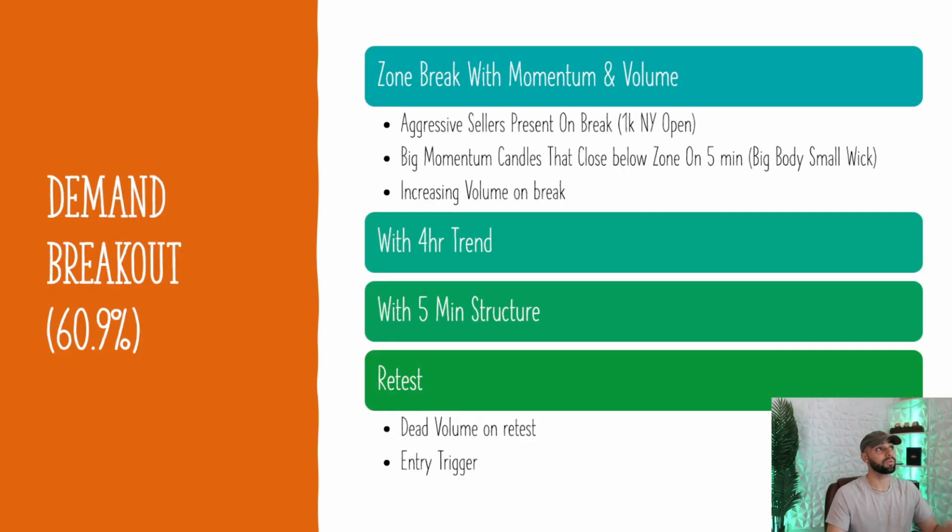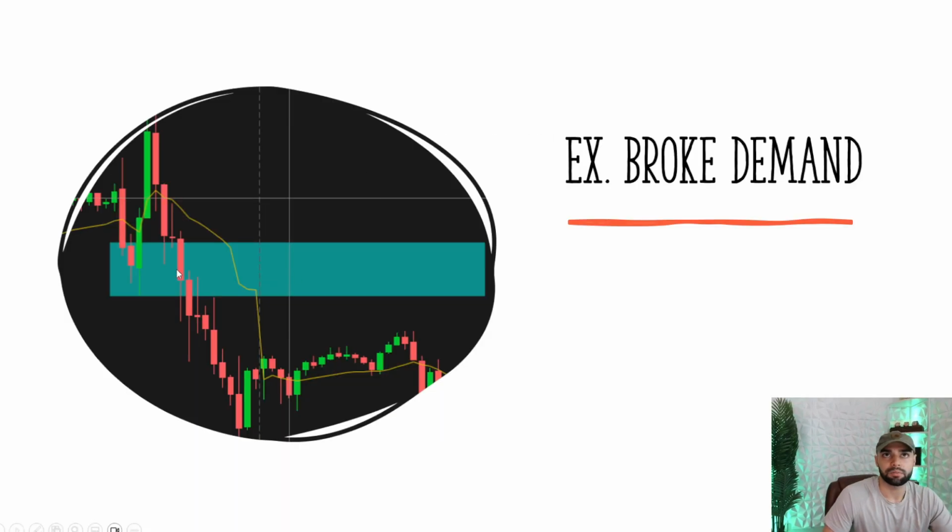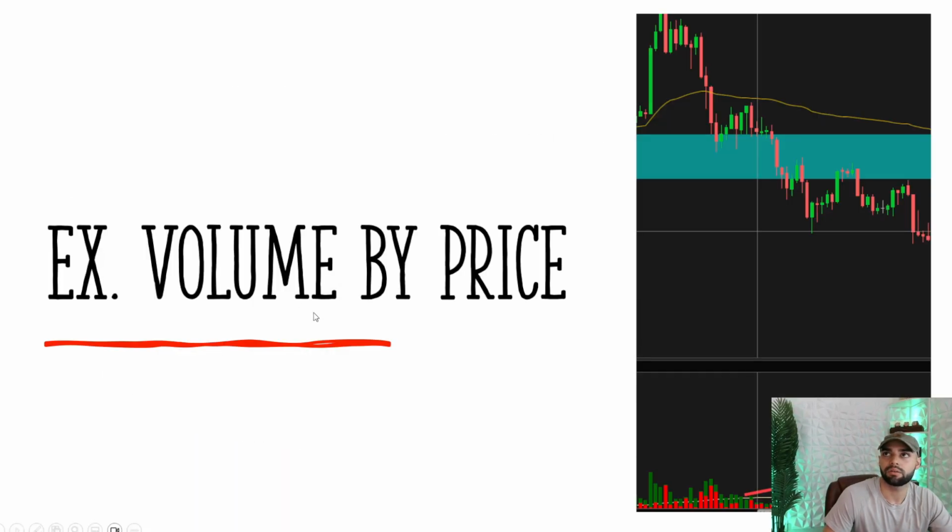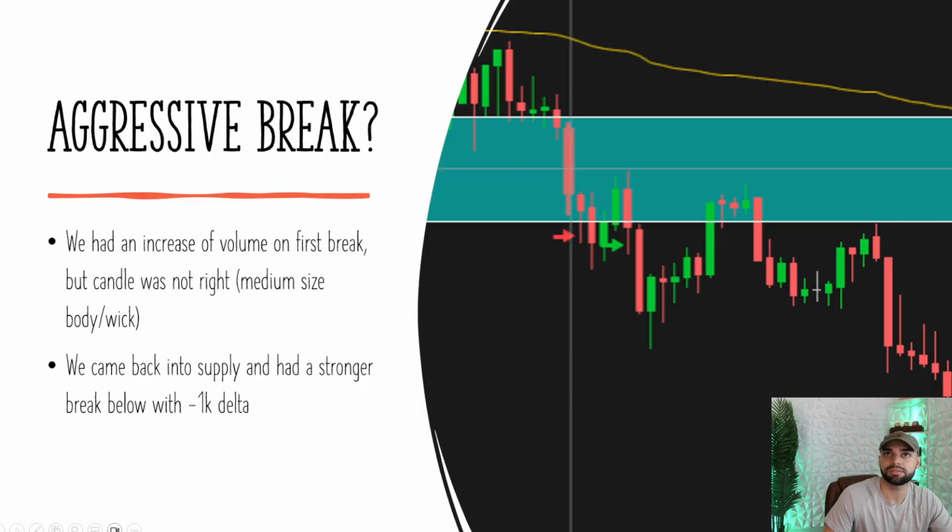Now this is just the demand breakout to the other side. So these are for shorts. Everything we just talked about here, the same thing, but just on the other side. Quick example here: we broke demand aggressively. What's volume doing as we're breaking? Increasing. Aggressive break, so we're waiting for an aggressive break. This break right here would not have counted for me, because the wick and the body are pretty much the same size. This candle comes in and breaks aggressively: a good close, big body, small wick.